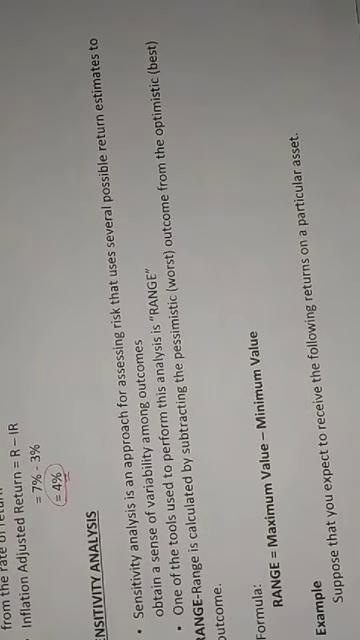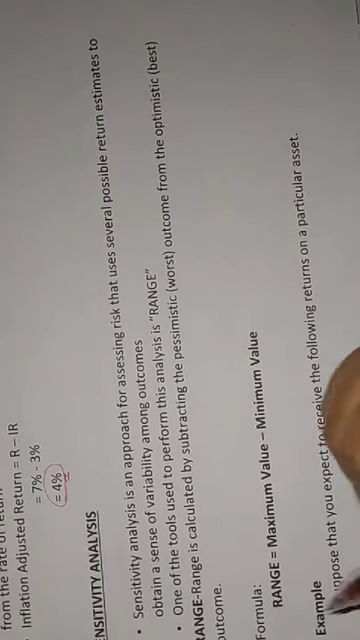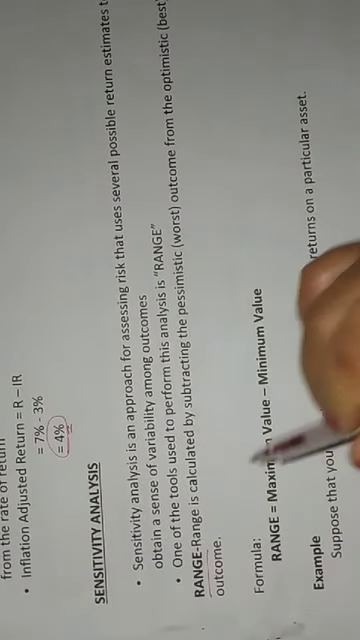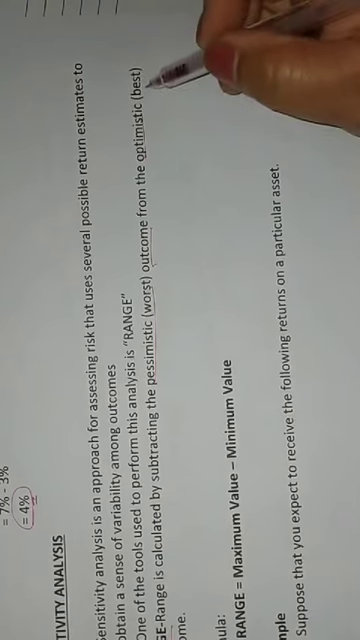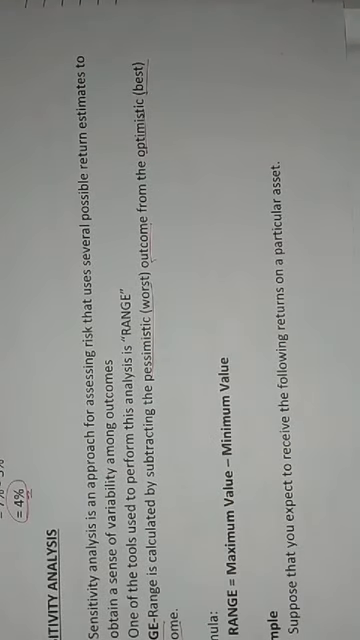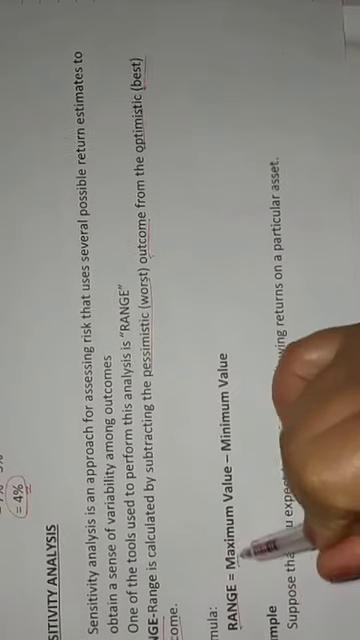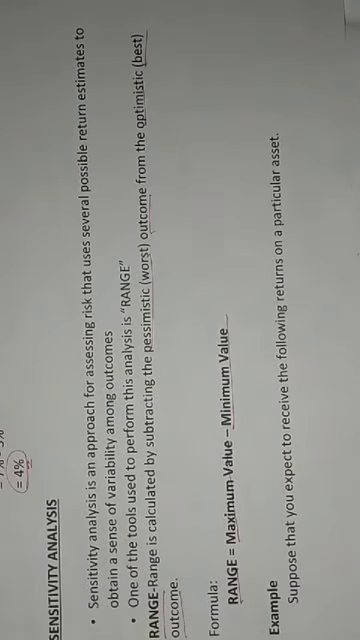Okay, so let's proceed to sensitivity analysis. Sensitivity analysis is the approach of assessing risk that uses several possible return estimates to obtain a sense of variability among outcomes. One of the tools used to perform this analysis is range. Range is calculated by subtracting the pessimistic, the worst outcome, from the optimistic, or the best outcome. So the formula: range is equal to maximum value minus minimum value.